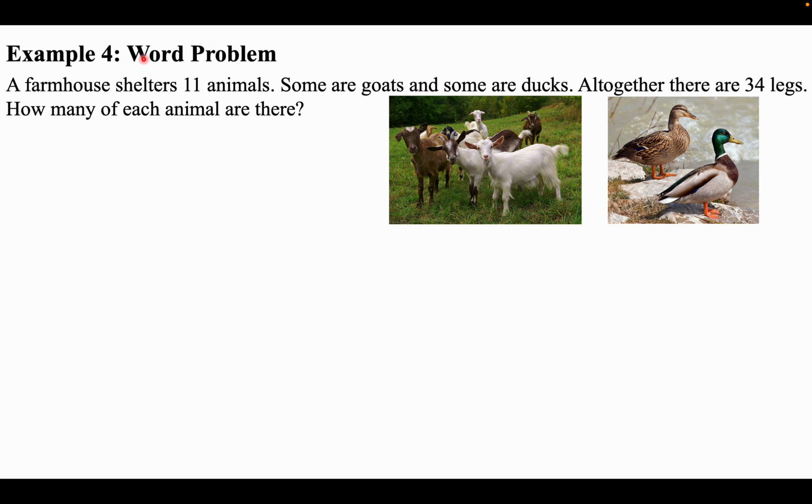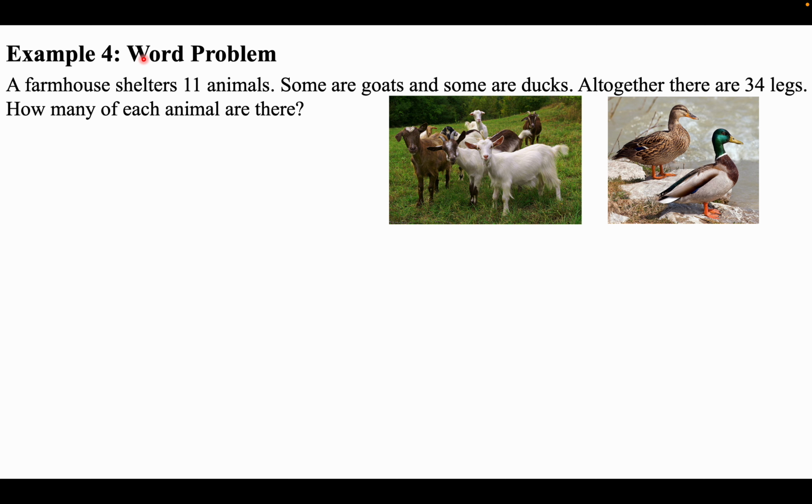All right, example 4. We have a farmhouse that shelters 11 animals. Some are goats and some are ducks. Altogether, there are 34 legs. How many of each animal are there?